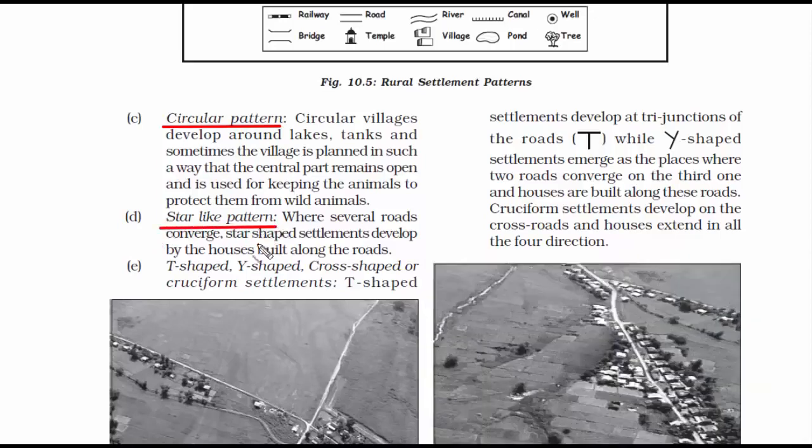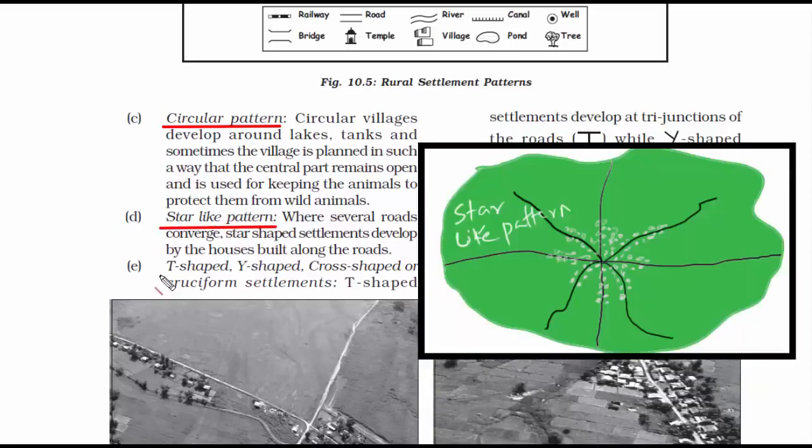The fourth one is star-like pattern. They look something like this. Here if you see, several roads from different directions converge and houses are constructed along the road in all directions. This pattern is common in both villages and towns.